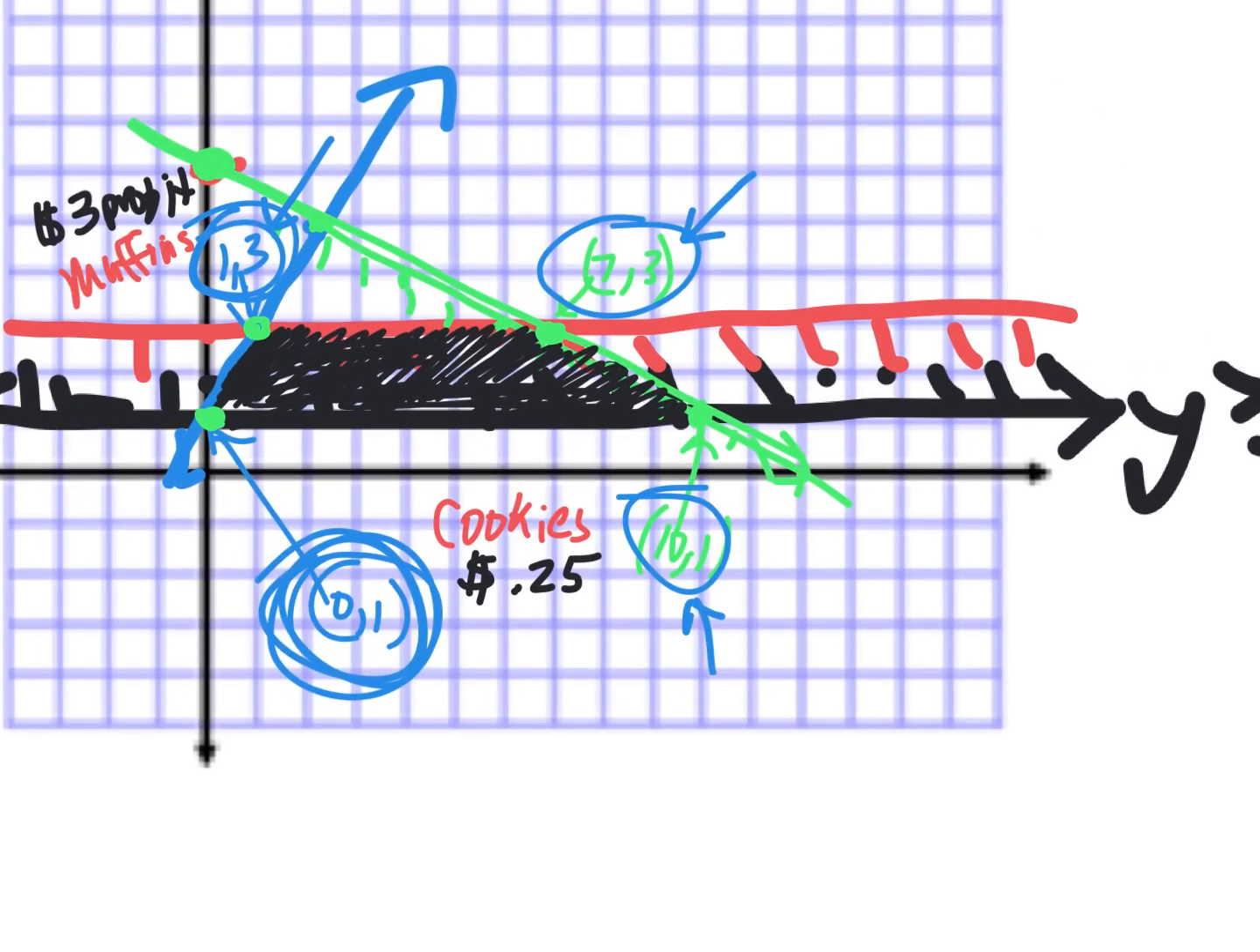So this next part is called optimizing. If you optimize something, you are trying to figure out what's the best combination.